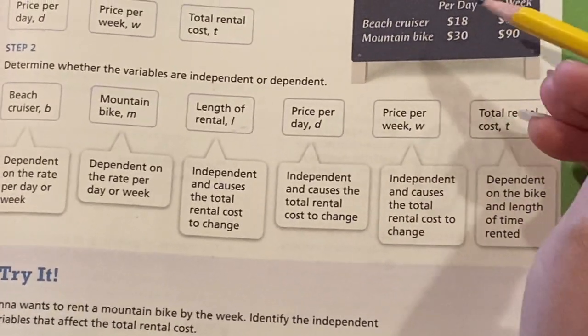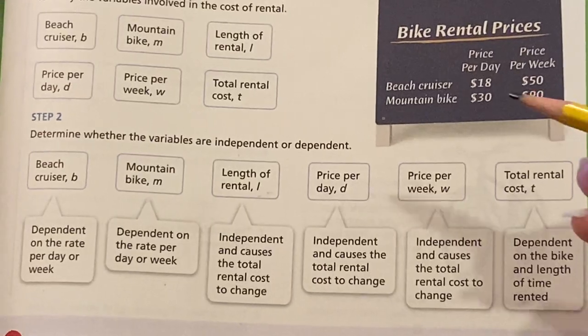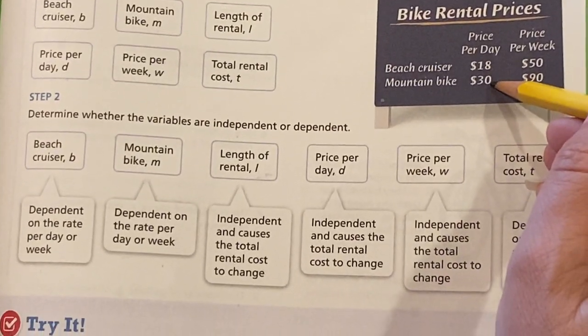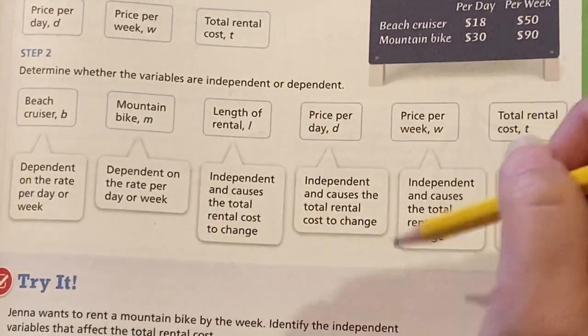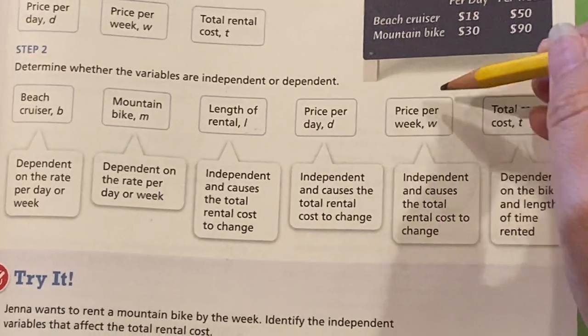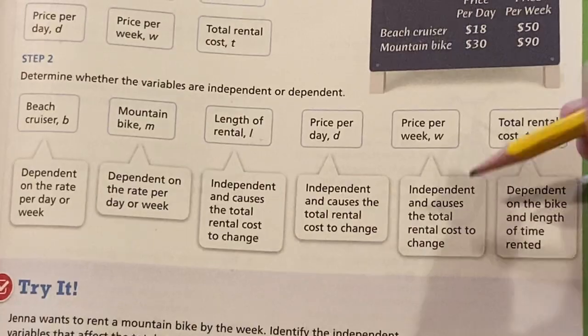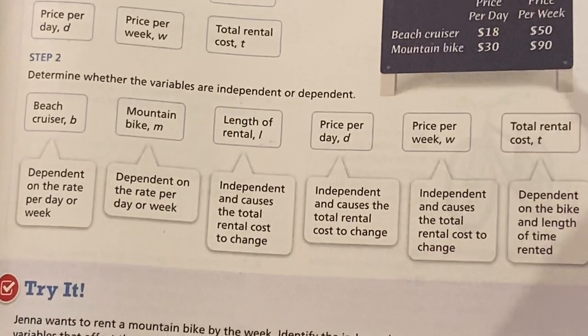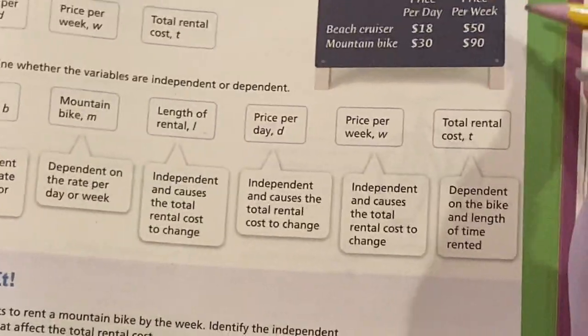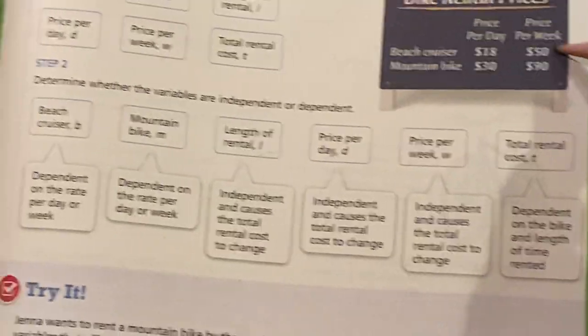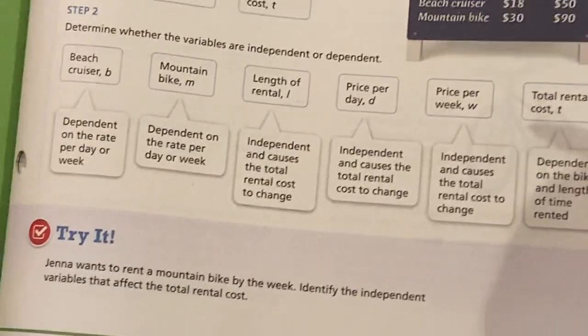The price per day for a beach cruiser is $18. The price per day for a mountain bike is $30. That doesn't change based on anything else. And then the price per week, W, it's also independent in the same way that the price per day is. This doesn't change depending on anything. The price per week is always either going to be $50 or $90.